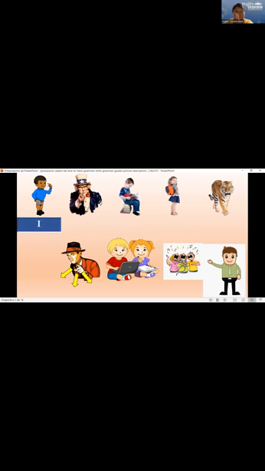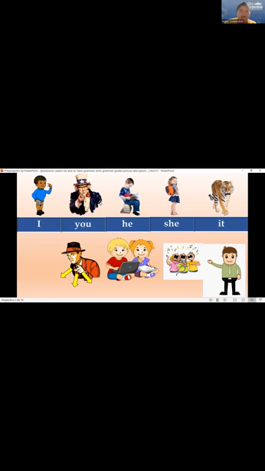Okay. So the first point that we need to consider is that we need to know the pronouns. I, you, he, she, and it, right? So that's key. Tenemos que saber los pronombres y su significado, más importante. Then you, we, and they, right? So remember, singular: I, you, tú, usted, he for a boy, she for a girl, it for a dog, animal, or cosa.